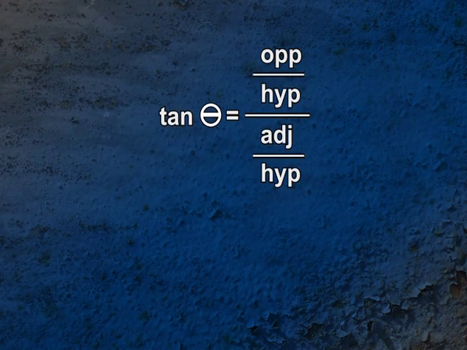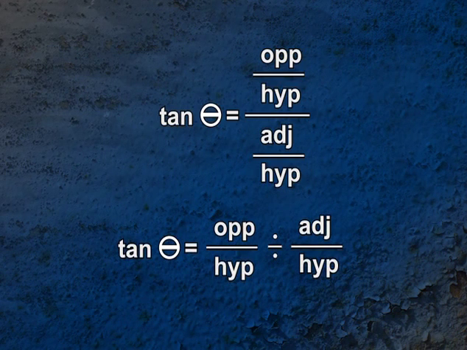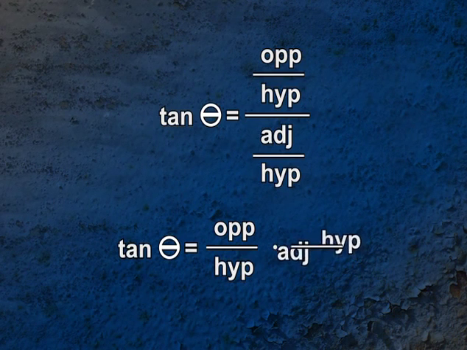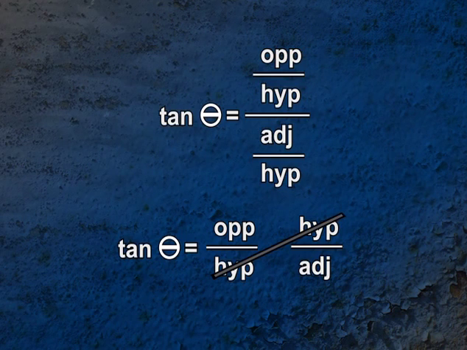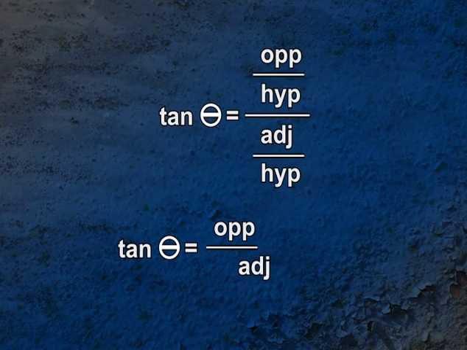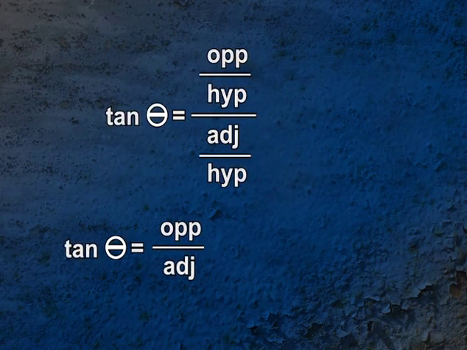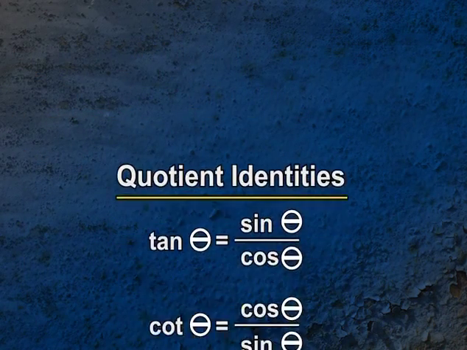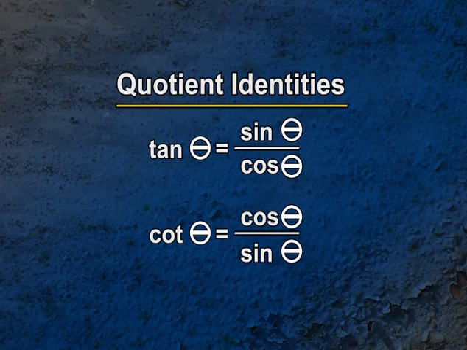Now we have a complex fraction. We can consider this to be the top fraction divided by the bottom fraction, or simply rewrite it like this. Of course, when we're dividing fractions, we multiply by a reciprocal, and here we notice a nice cancellation. So tangent theta becomes opposite over adjacent. And that's the way we understand tangent theta. It is opposite over adjacent, and the identity is verified. In a similar way, we could verify cotangent theta, or just understand that the cotangent is the reciprocal of tangent, and therefore it is cosine over sine.